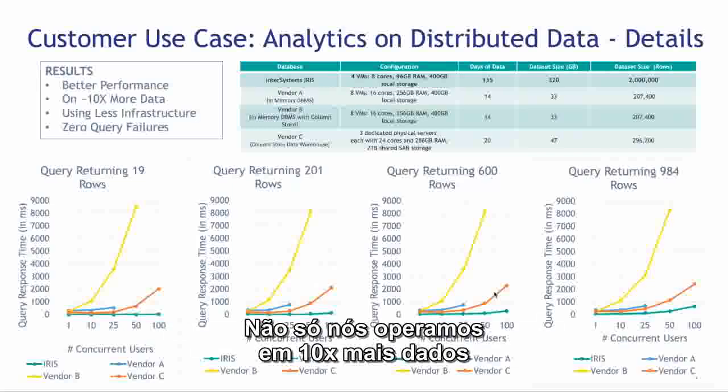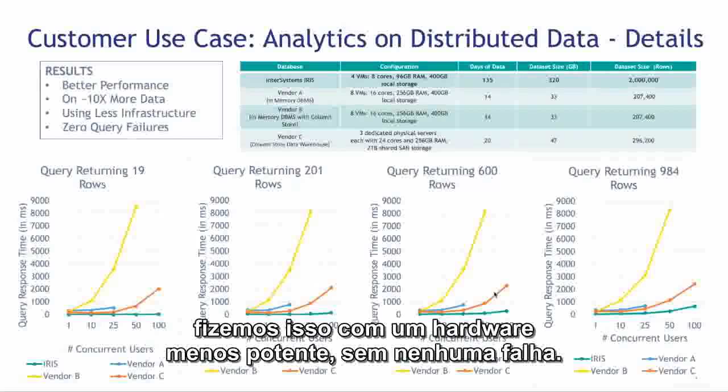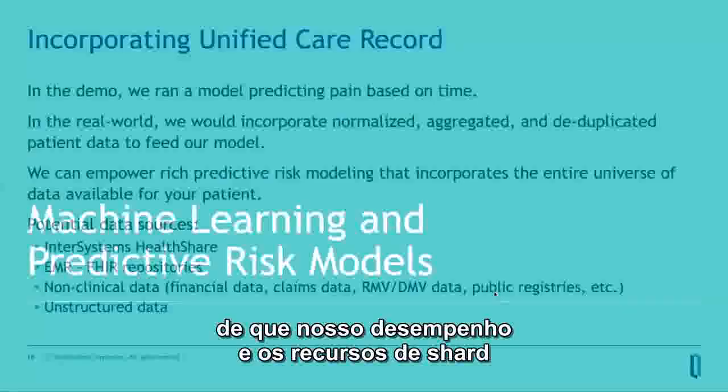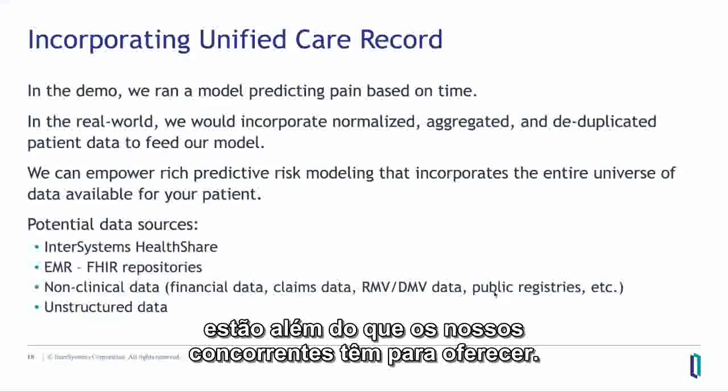Not only were we operating on 10 times more data and achieving much better performance than the competition, we were doing it on less powerful hardware without any outages. So in itself, I hope that is sufficient proof that our performance and sharding capabilities are beyond what our competition brings to the table.